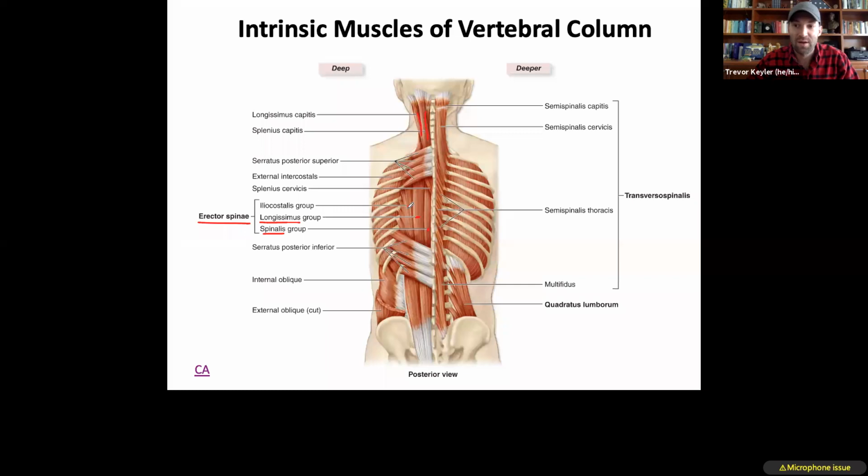Iliocostalis, I guess if we break that down, the iliac crest, remember, so talking about down here on your pelvis, the iliac crest is going to be the origin, and then the costalis, the costa, is where they're going to insert. Do you remember what costa are? So those are your ribs, and we can see just that. So it's running from the iliac crest up to, we can see those insertion points on the individual costa, the ribs. So iliocostalis, the most lateral group of the erector spinae.